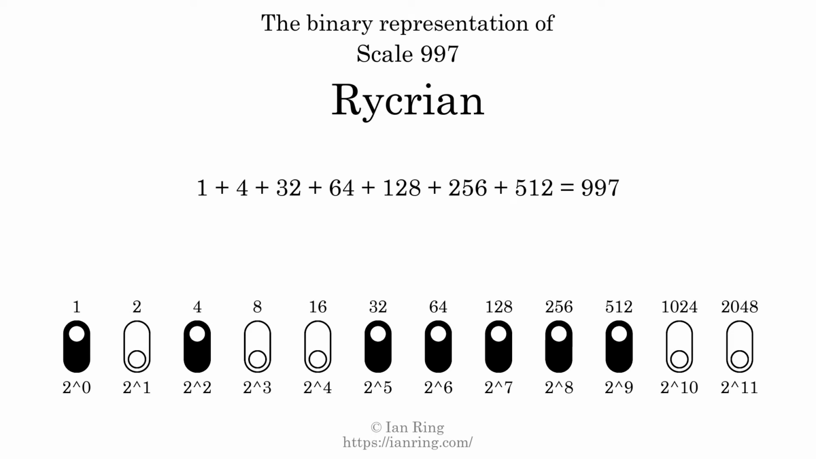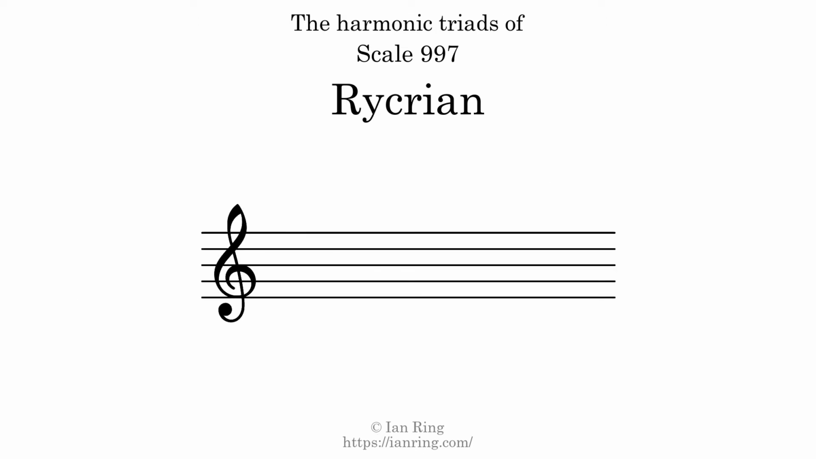The scale number not only enumerates the scale with a unique index, but it also literally describes the tonal content of the scale. Represented as a binary number in base 2, the scale number is 0011111000101. Here are the harmonic triads present in this scale.